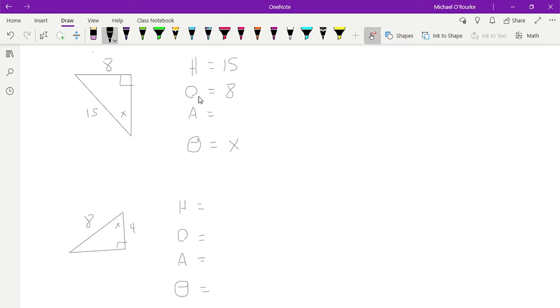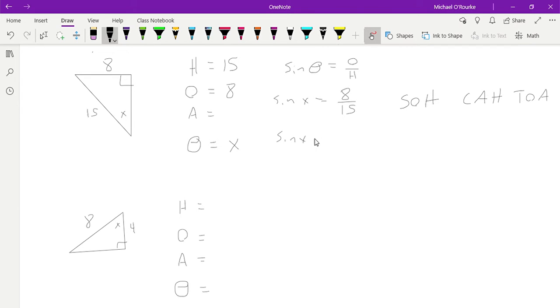SOHCAHTOA. So what trig ratio are we going to use now? We have O and H, so what's that one? Sin. SOHCAHTOA tells you sine is opposite over hypotenuse. Let's fill in everything we know. Sine x equals 8 over 15. Does that make sense, everyone?